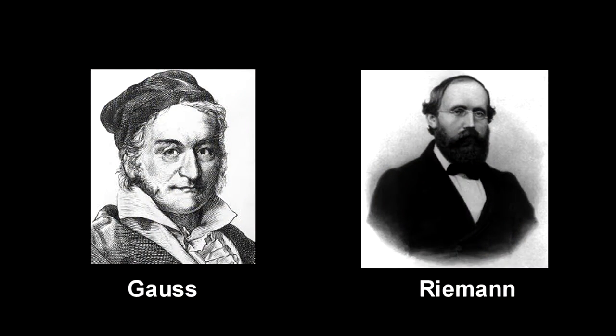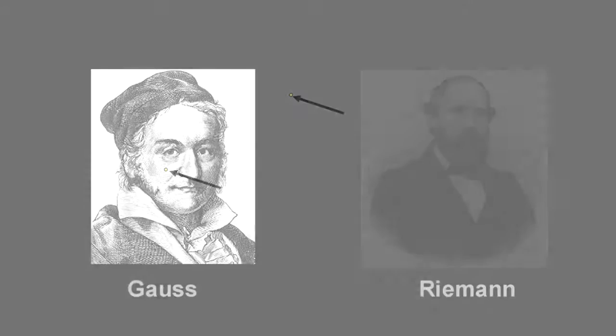In the early to mid-1800s, new geometries were studied by mathematicians like Johann Carl Friedrich Gauss, one of the greatest mathematicians of all time, and his colleague, George Frederick Bernard Riemann. We'll cover a bit of what they found.